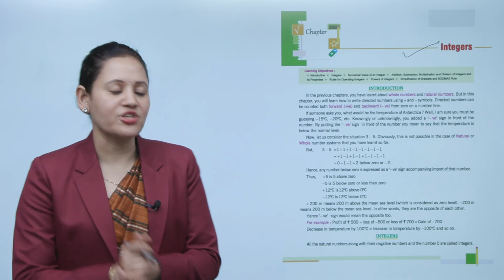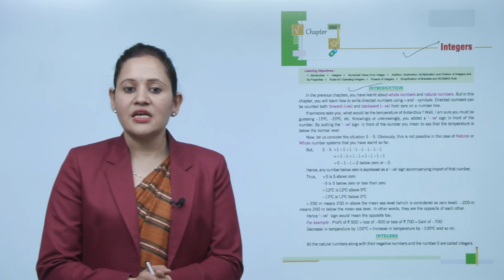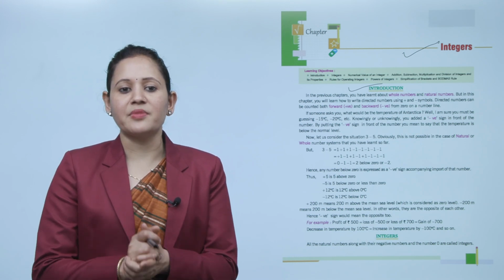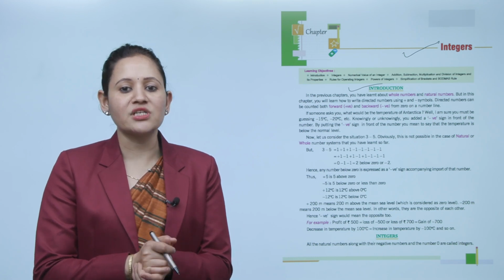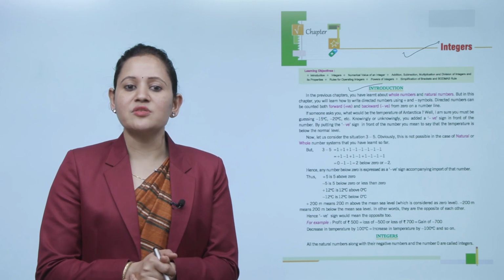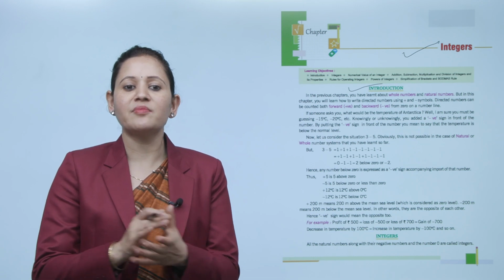So first is introduction. In the previous chapter, we have learned about the whole numbers and natural numbers. But in this chapter, you will learn how to write the direct numbers using the plus and minus symbol. Directed numbers can be counted both forward, positive, and backward, negative, from 0 on the number line.